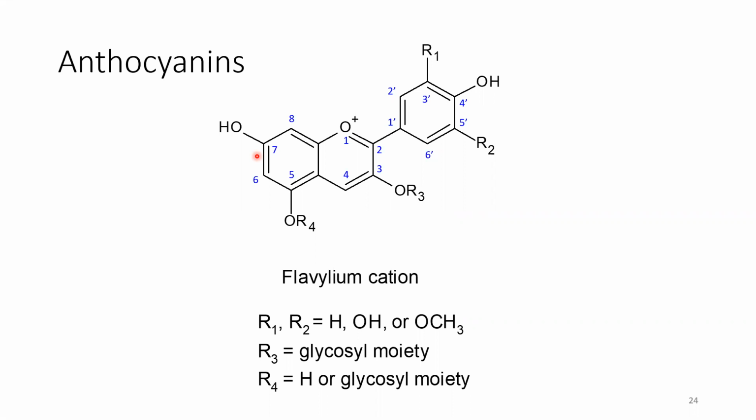The general term for when we take the sugar off is an aglycone. If the sugar is removed, we change anthocyanins to anthocyanidins, and we make an aglycone.